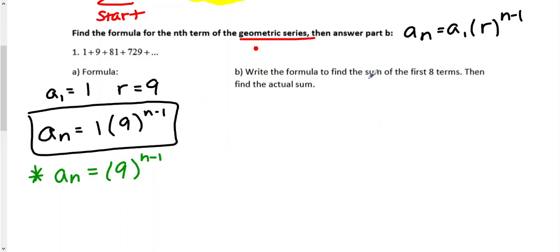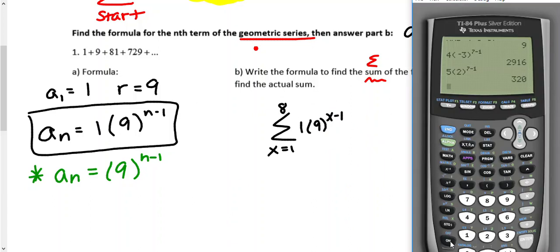Write the formula to find the sum, so I need the E, of the first 8 terms. Then find the actual sum. So E, we have x equals 1 going to 8. Then we're going to have 1 parentheses 9 to the x minus 1. Now this one's a little tricky in the calculator. To find our E, remember we go alpha, window, 2. Type in x equals 1, and 8 is on the top.